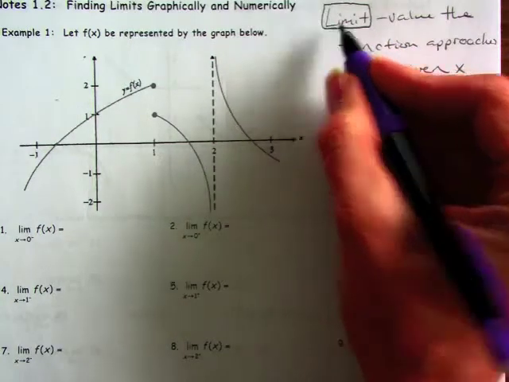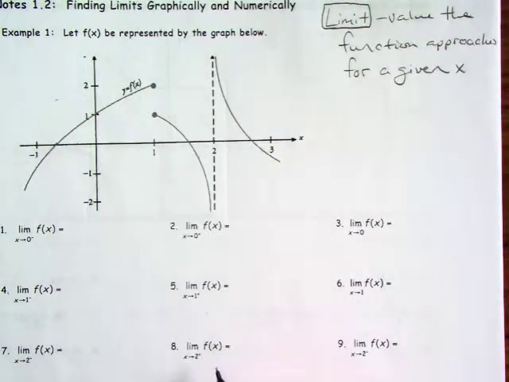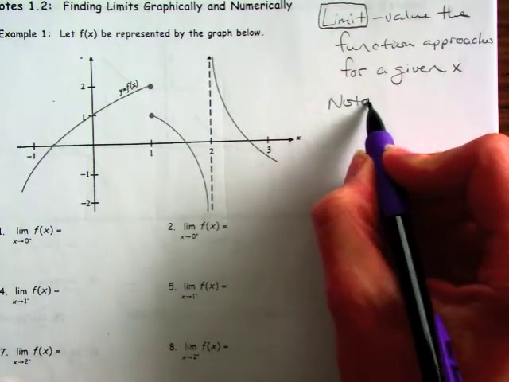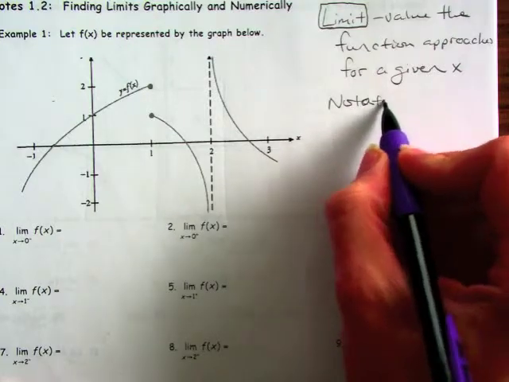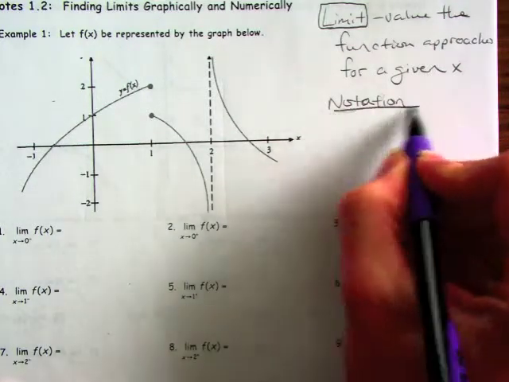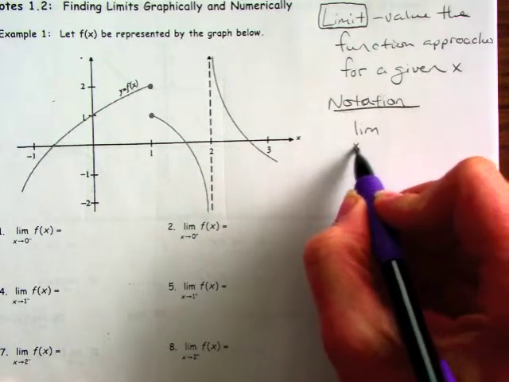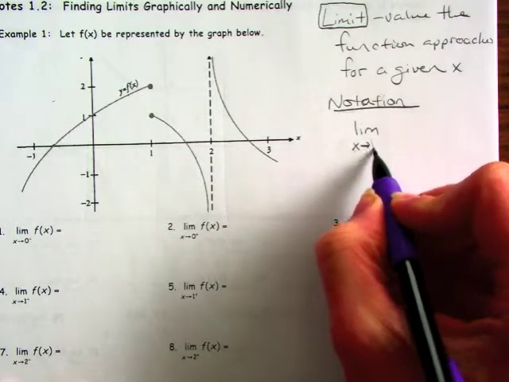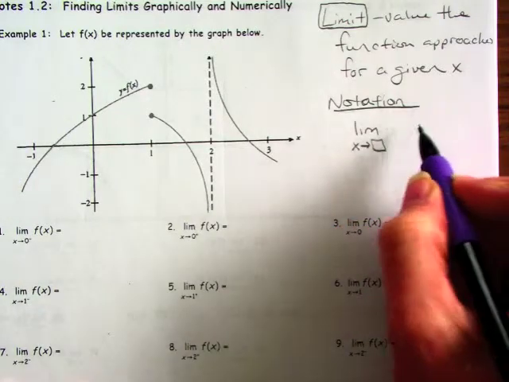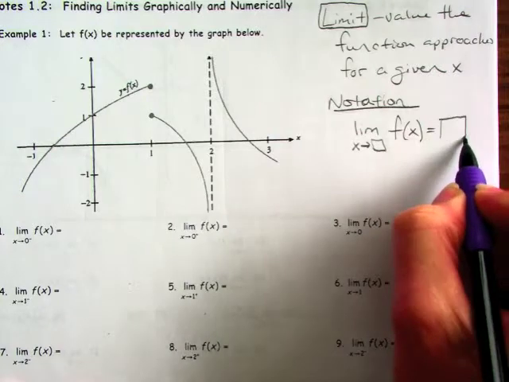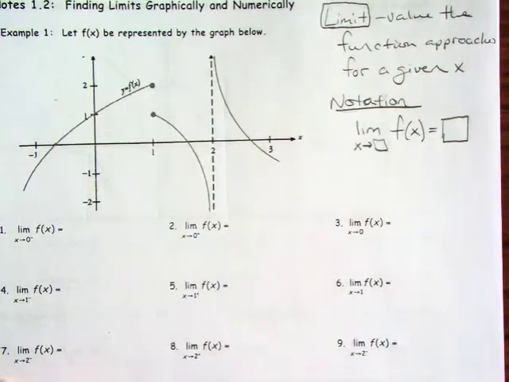As we're getting closer and closer to a particular value of x, we look and see what the value of the function approaches. Our notation is what we saw when we did our limits in terms of end behavior. We write down LIM, and we talk about what value x is approaching, so we fill in this little box here. And then we give the value that the function is approaching, and we fill in the second box. Okay, and you see a bunch of those below. That's what we're going to be looking at.